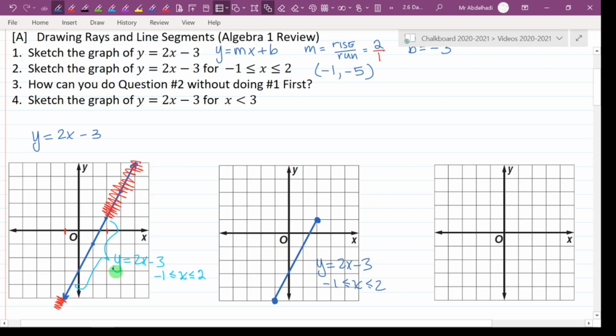Okay. All right, this last one. Can you sketch the same line again? y equals 2x minus 3 for x is less than 3 only. So this time I'm not giving you 2 endpoints. I'm only giving you 1 endpoint. And what do you call a line with only 1 endpoint? It's called a ray. So once again, we're going to do the same thing here.